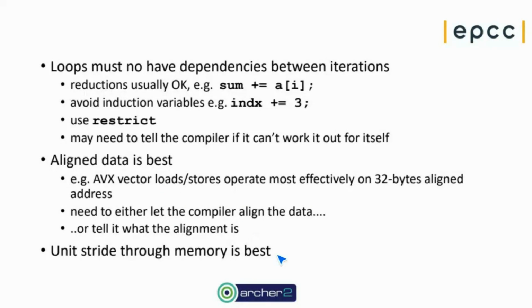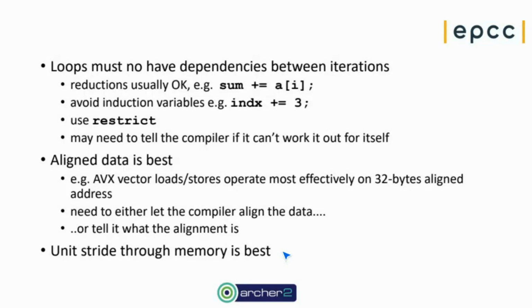Also, for maximum efficiency for loads and stores, it's best if we have unit stride through memory. Non-unit stride can be coped with, but it requires gather and scatter operations to collect memory from scattered addresses into a vector register, and then store them back out again into non-contiguous locations. So non-unit stride accesses can be vectorized, but they're typically less efficient than unit stride.